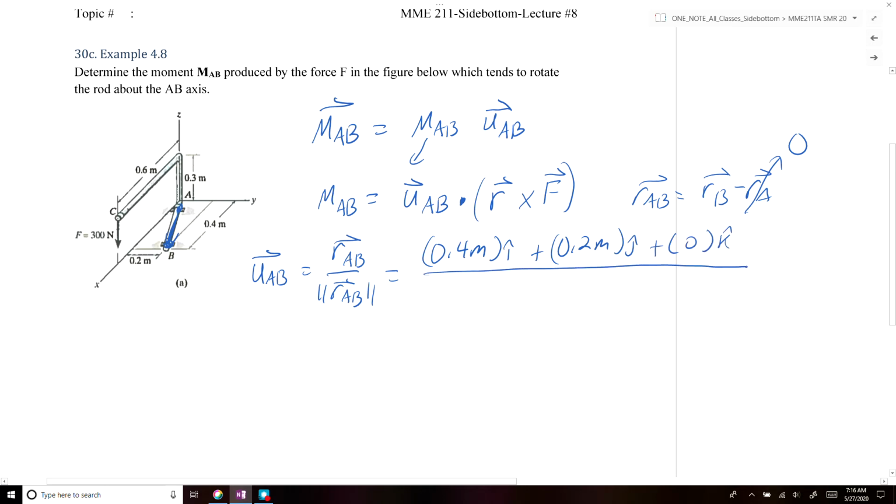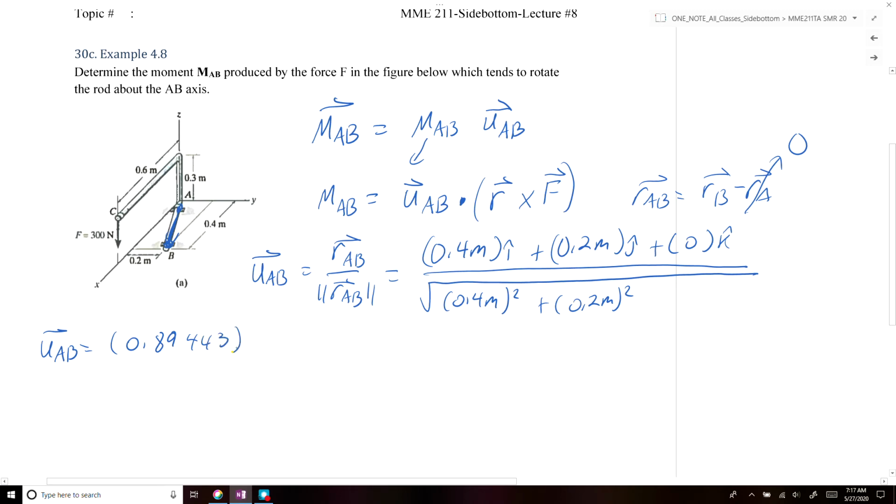Alright, and then the magnitude would be equal to the square root of the sum of the squares, so it would be equal to 0.4 meters squared plus 0.2 meters squared. So if we divide all that through, we get UAB is equal to 0.89443 times the unit vector I plus 0.44722 times the unit vector J. Alright, so that's our first term complete.